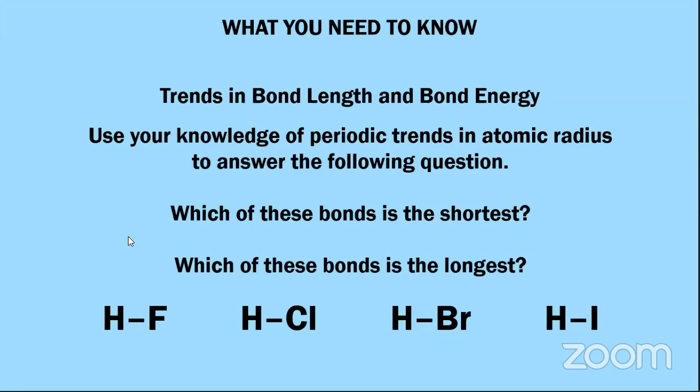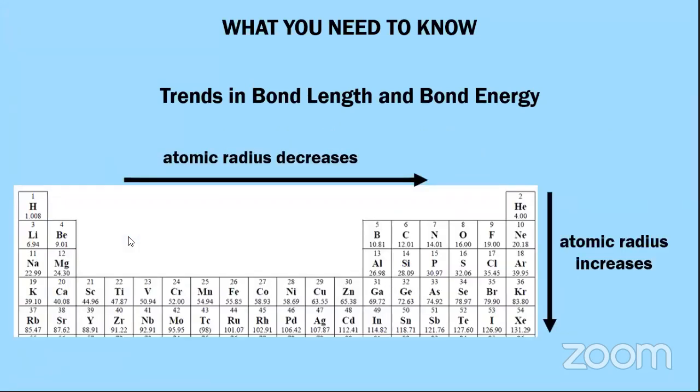Let's review the periodic trend for atomic radius. Well, we know that from left to right across a period, atomic radius tends to decrease because of increasing nuclear charge within that energy level. But when you're going down a column on the periodic table, you are changing to the next occupied energy level, which is going to be farther and farther away from the nucleus. So atomic radius increases.